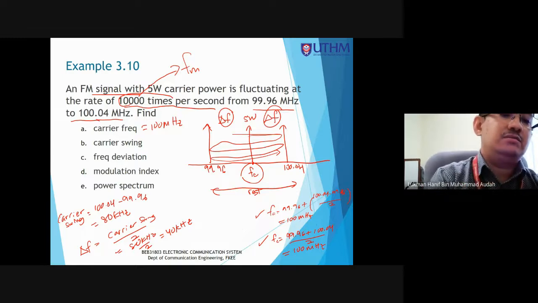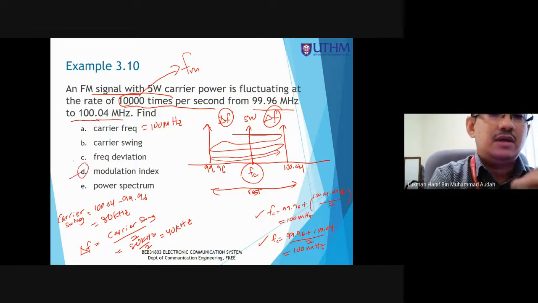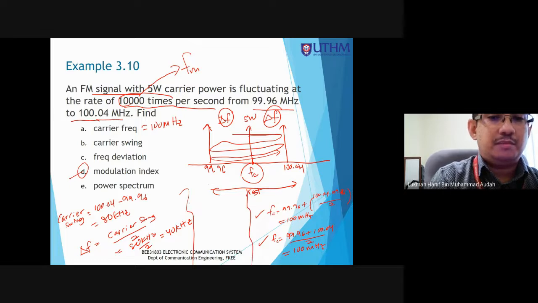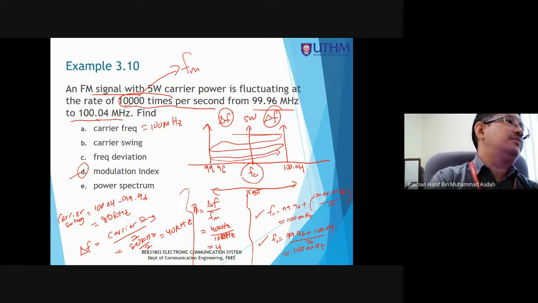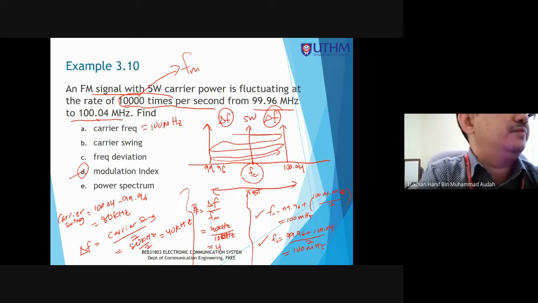And then what? How much is the modulation index? Beta F. So beta F is equal to delta F divide with FM. So this is 40K divide with 10K, because 10,000 times per second. Okay, 10,000 ataupun 10K lah, 10 kilohertz. So 40 divide with 10, so it is equal to 4. Bersamaan dengan 4.